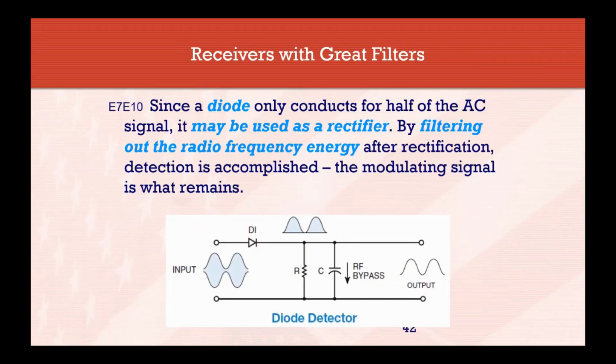But that top half still contains RF information along with the audio, and that's the purpose of capacitor C. It's to siphon off that RF and take it to ground and leave just the audio output to go on to further things out there where it will be amplified and sent to a signal. Diode conducts half the AC. It can be used as a rectifier. Filtering out the radio frequency energy after that lets us amplify the audio that comes out.